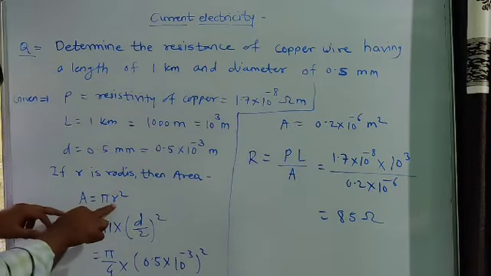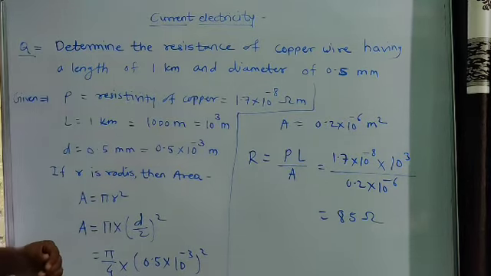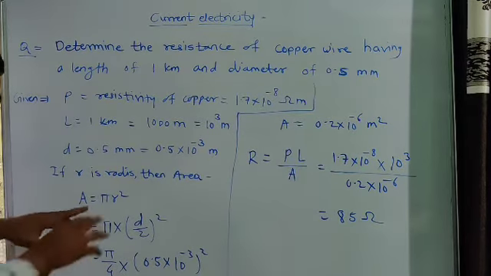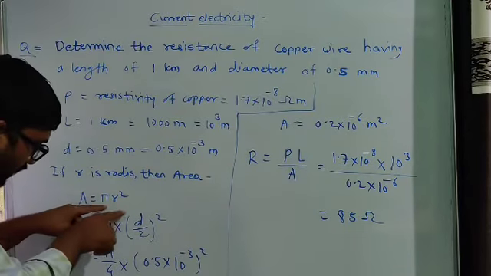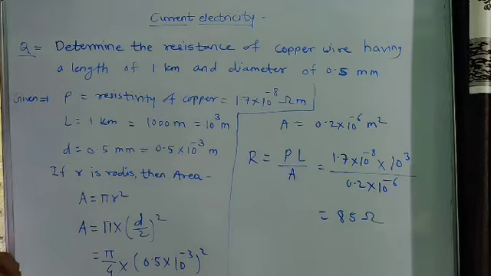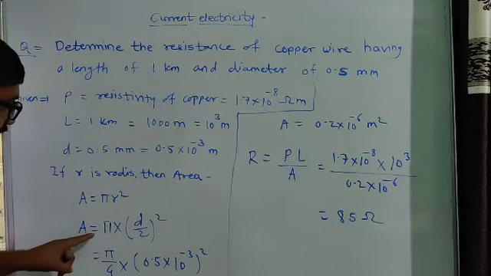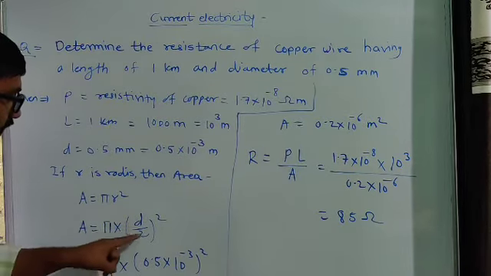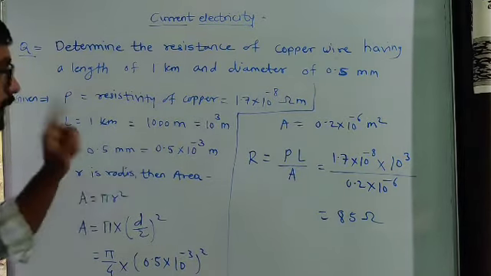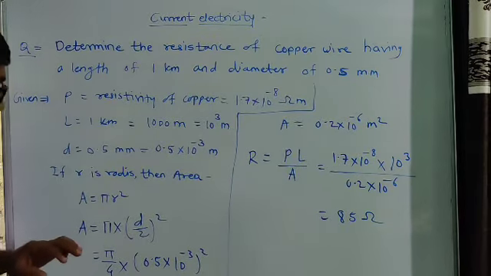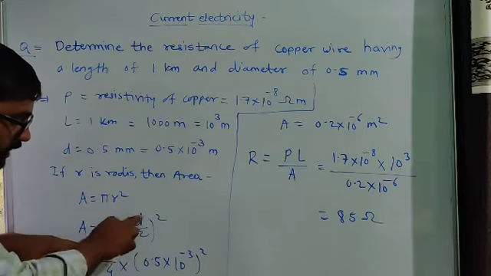So in place of r, that is the radius, we put diameter divided by 2. So in this formula we have to make some change: in place of r we have to put d by 2. Look at here, area will be equal to pi r square, so area will be pi into d by 2 bracket square, and we have the value of diameter, that is 0.5 into 10 raised to minus 3 meter. Here the square of d by 2 is d square by 4.